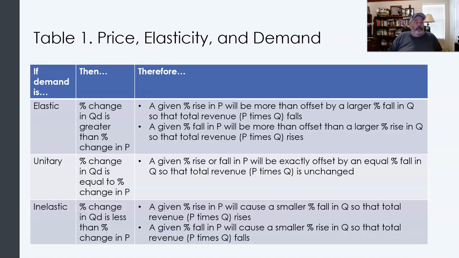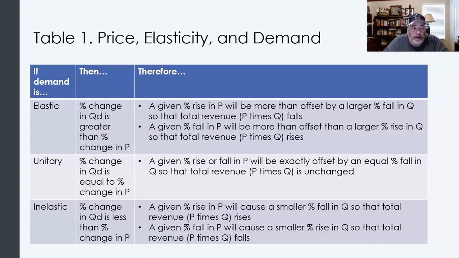So, if price, they make this a lot more confusing than it needs to be, in my opinion. It's really a lot more simple than this. If price rises and total revenue falls, or if price falls and total revenue rises, in other words, if price and total revenue move in the opposite direction, then you have elastic demand. If, on the other hand, they move in the same direction, price rises, total revenue rises, price falls, total revenue falls, then you have inelastic demand.